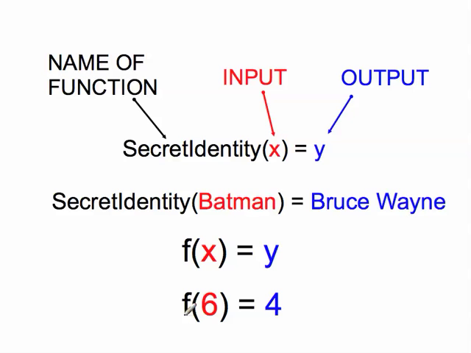So in black, I've written the names of the functions, f or secret identity. In red, you see the input variable or the input value, and in y, the output variable or the output value. Okay, so they've all got the same kind of format. And this is function notation. In the next video, we'll look at a couple of pointers, and then I will show you how this looks when you are looking at it on a graph.